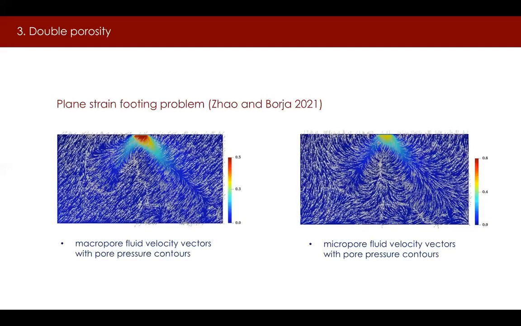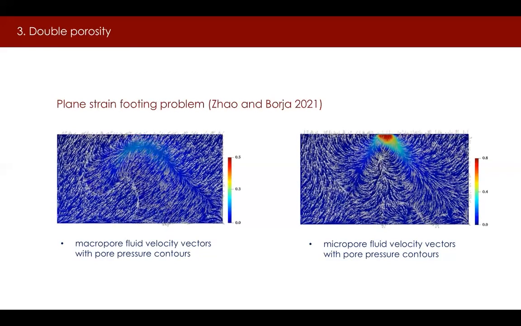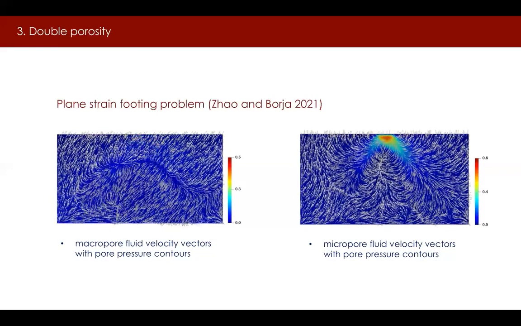This pair of movies is the same as in the previous slide, except the background shows the dissipation of excess pore pressures in the 2 pore scales. Observe that the excess pore pressures in the macropores on the left-hand side dissipate faster.